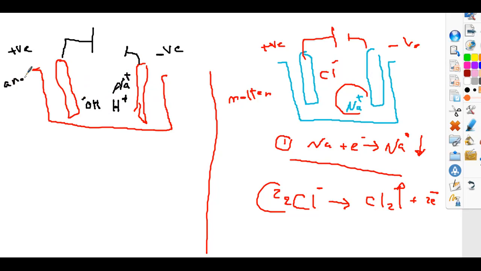At the anode, which is positive, the negatively charged anions are directed. We have here chlorine and OH. What is the rule of discharging each one of them?